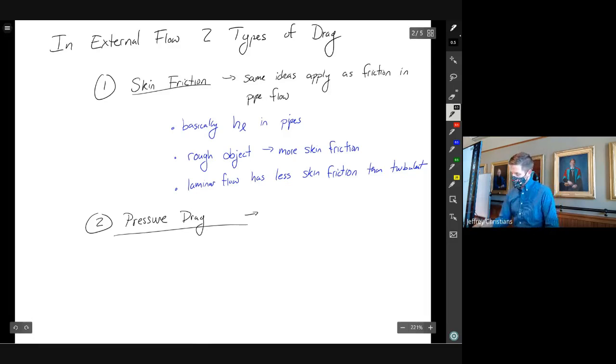So the pressure drag is caused by pressure differences between the front and back of an object.